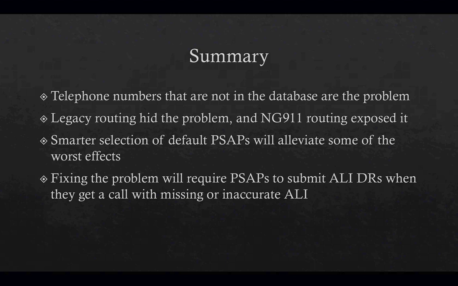The data has to be in there and has to be correct in order for all of this to work. Legacy routing, the traditional 911 routing, hid that problem, but the problem has been there for a really long time. Next Generation 911 routing exposed it, but it didn't create it, and it's important to understand that. I have had at least one phone company that thought this was brand new, that these calls were all perfect until just a couple of weeks ago, and asked what did we break? The truth is these calls weren't perfect. Some of them hadn't been perfect for a decade.